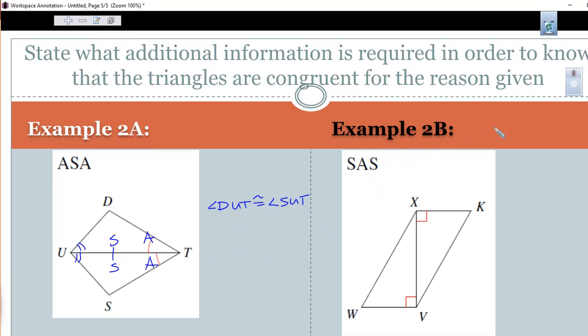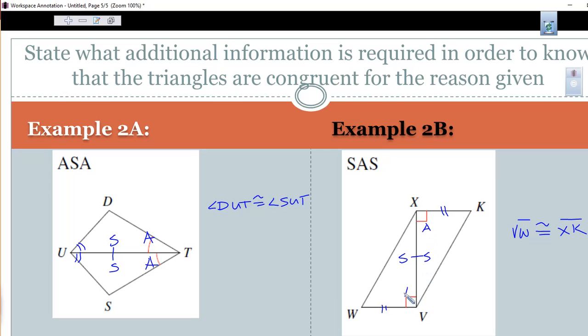All right, I want you guys to try part B. All right, so this one we're proving by side angle side, which means the angle measure needs to be in between the two congruent sides. Now we know that XV is congruent to itself by the reflexive property, so there's one of our sides. We know they're both right angles, so therefore they're congruent.